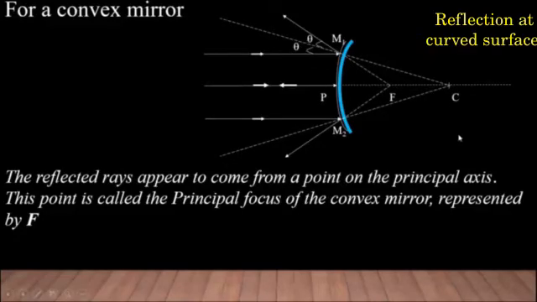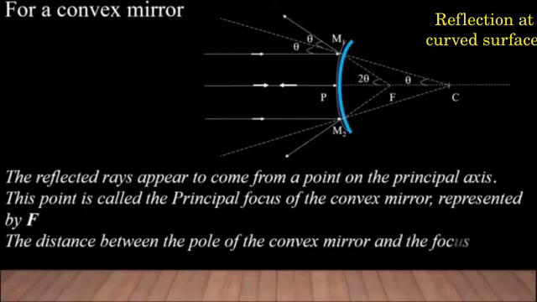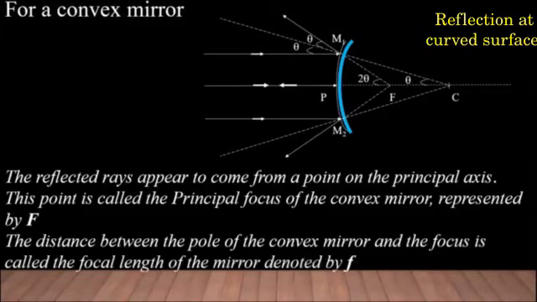Hence, you can see this angle will also be theta. Therefore, this angle will be how much? 2 theta. Okay? The distance between the pole and the focus of the convex mirror, this is the pole, and this is the focus of the convex mirror. So this distance is called the focal length of the mirror, and that is denoted by small f. All right?